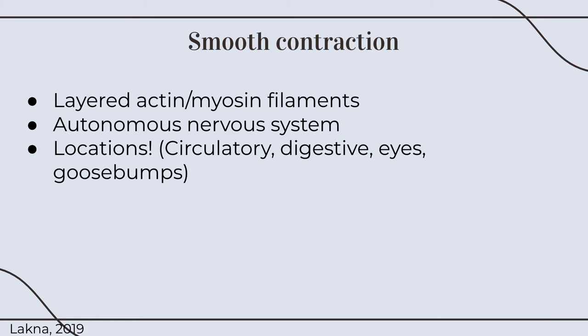Unlike skeletal or cardiac tissues, smooth muscle does not have distinct striations that are evident on the cells. This is due to the distinct organizational structures between smooth muscle cells and other muscle cells. In smooth muscle, the actin and myosin filaments are layered throughout the cell, giving it a smoother appearance.